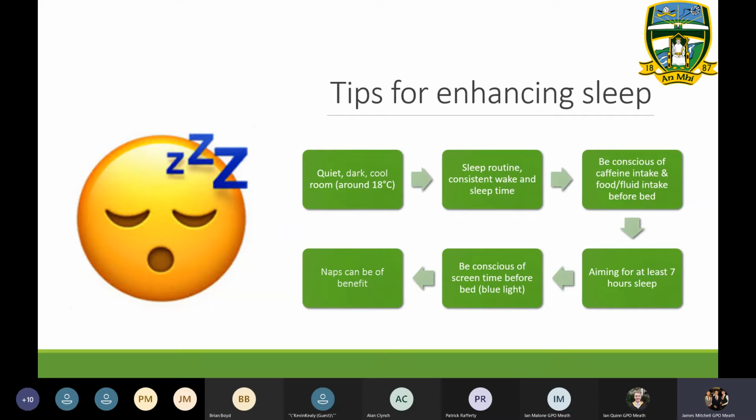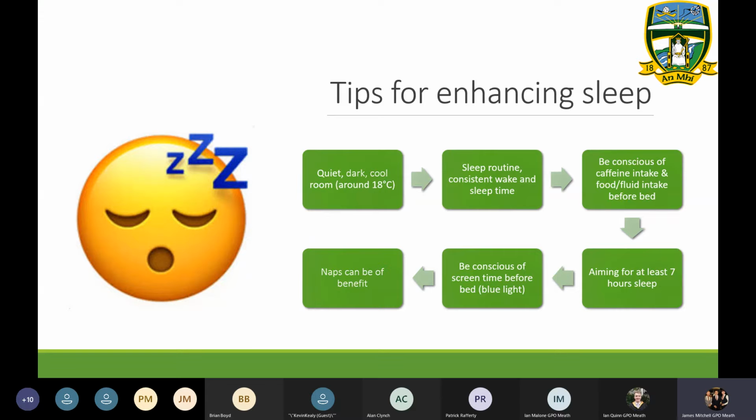This one here, be conscious of screen time before bed. I'd say this is a really prevalent one in a lot of people. I know personally I'm really bad for it, looking at screens or being on my phone before bed. It emits blue light, and you've probably seen blue light blocking glasses and stuff like that advertised.